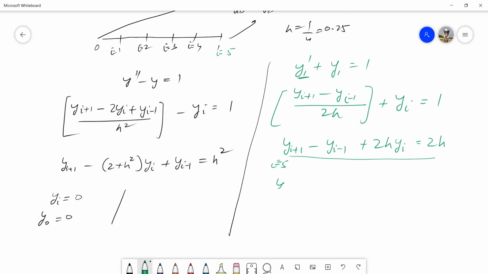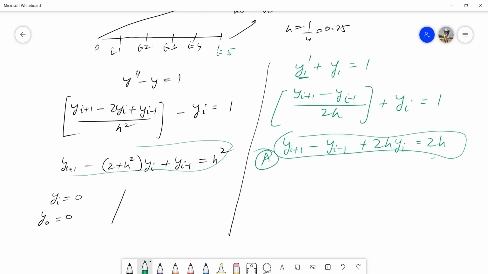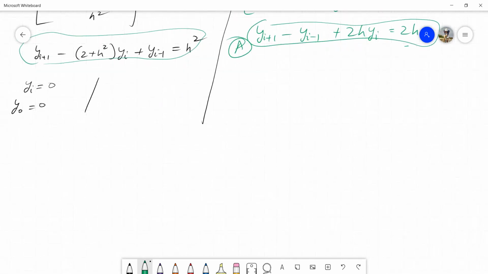Okay, no. Let's keep it as it is. Let's not disturb this thing. Let's not put any value. Let's keep it as it is for the timing. Let's name it as equation A. Let's not put any value of i. Now, our main equation is this equation. Let's try to first solve it. In this equation, that is equation A, let's name it as equation B.